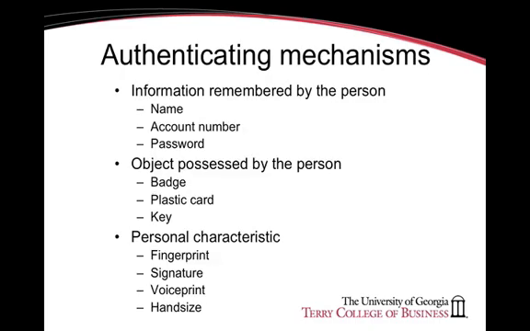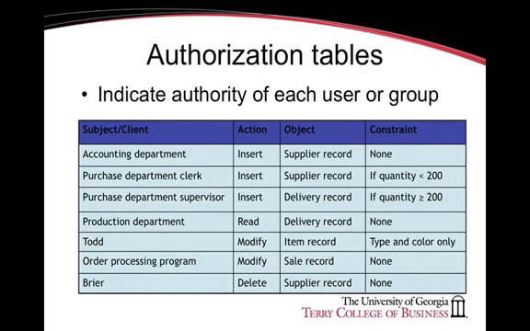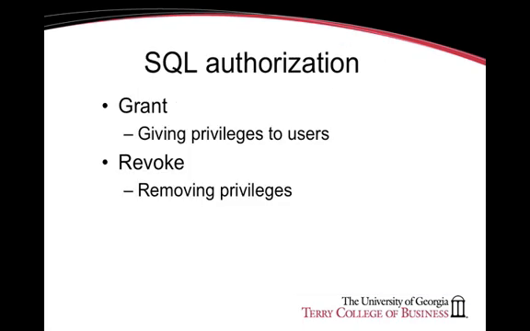There are a variety of different authentication mechanisms based on information remembered by the person, objects possessed by the person, or other personal characteristics. Here is an example authorization table where the authority of each user or group is depicted. In fact, the MySQL database that we have all been accessing over this semester does have authorization tables, and what is listed in those tables is the databases that you might have access to in the MySQL server. SQL authorization is based on grant and revoke privileges.